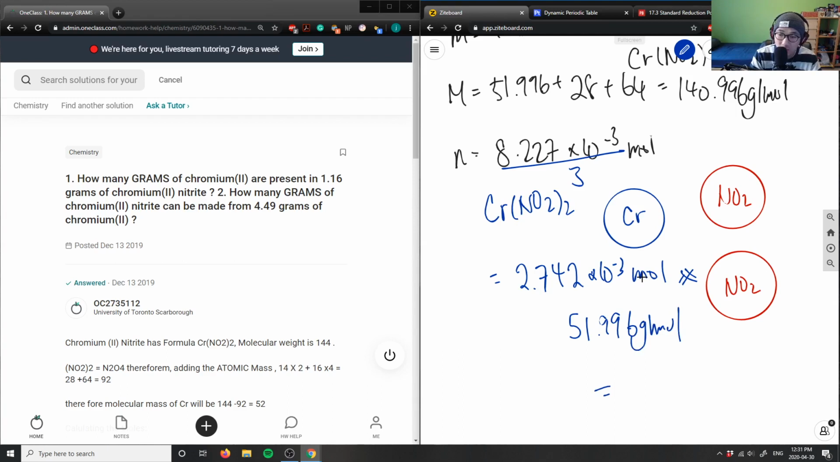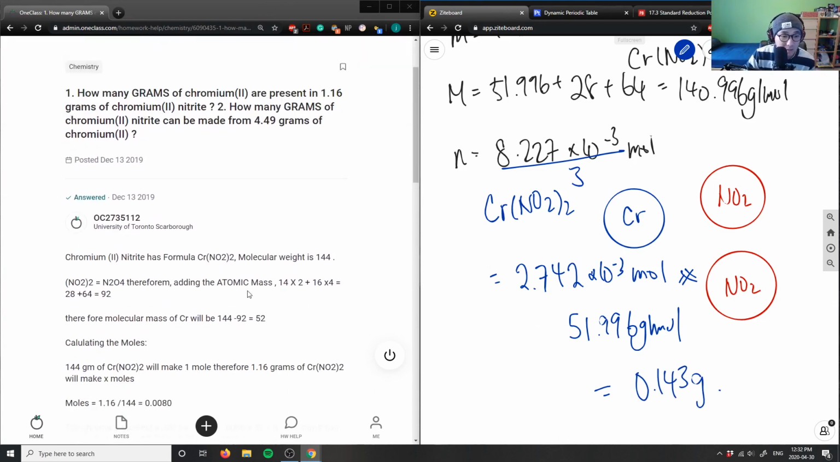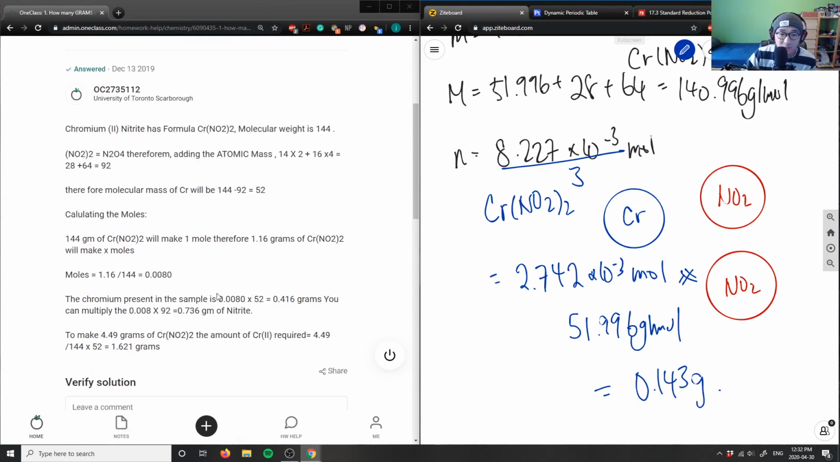So I'm going to take 2.742 times 10 to the negative 3 times 51.996, which would give me the grams of my chromium here, which is 0.143 grams of chromium. So this here is my grams of chromium in chromium nitrate. Let me just see if they got the answer here.